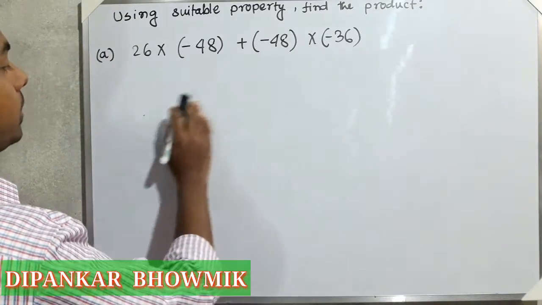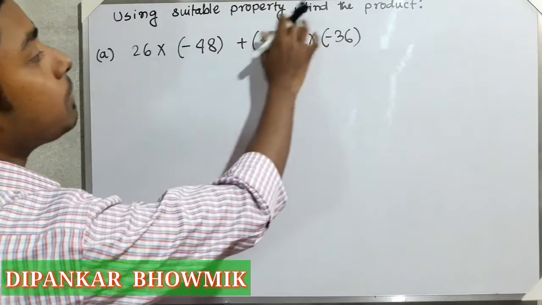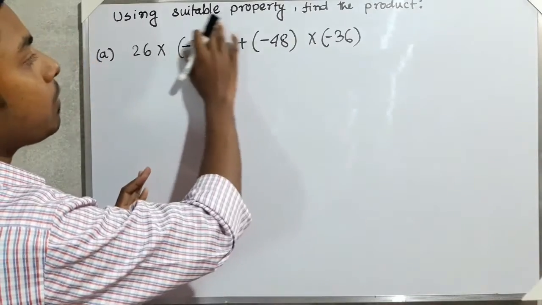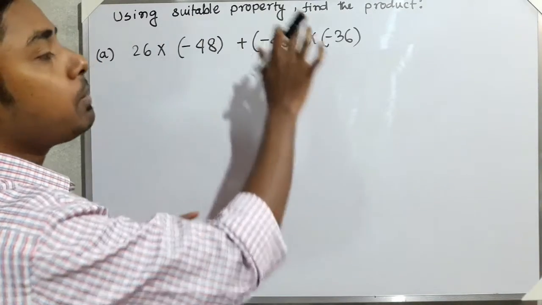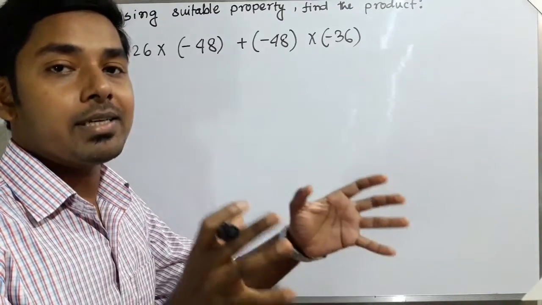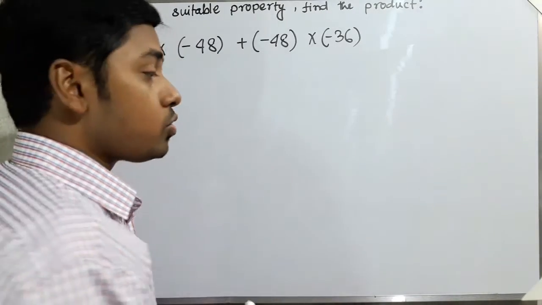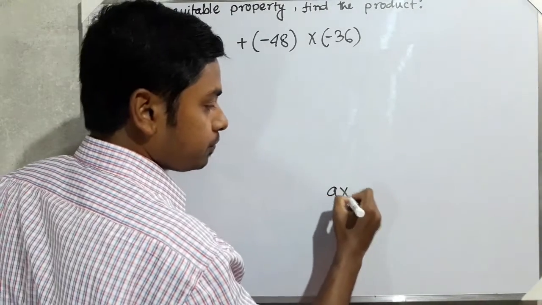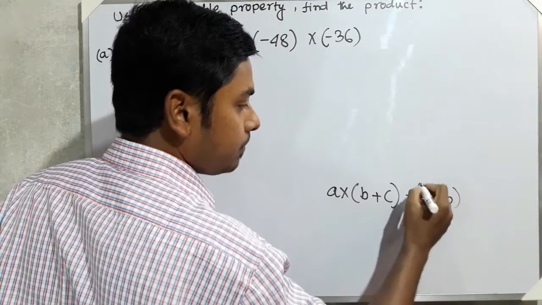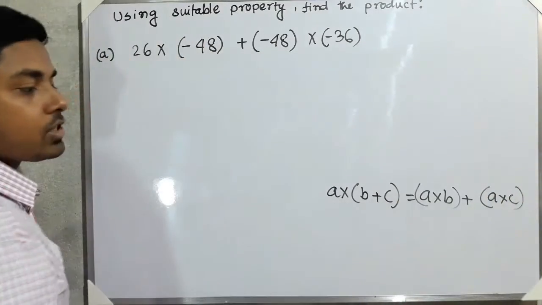So the first question is this one. The question is asking, using a suitable property, find the product. Whenever you have this type of question, using a suitable property, in 99% of cases you have to use the distributive property only. So what is the distributive property? A into (B plus C) is equal to A into B plus A into C. This is our distributive property.